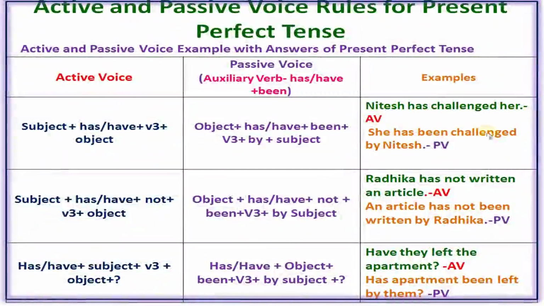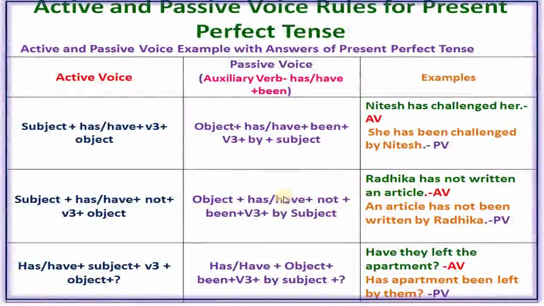She has been challenged by Nitish. That is the passive form. Same in a negative sentence. Radhika has not written an article. So its passive form is: An article has not been written by Radhika.